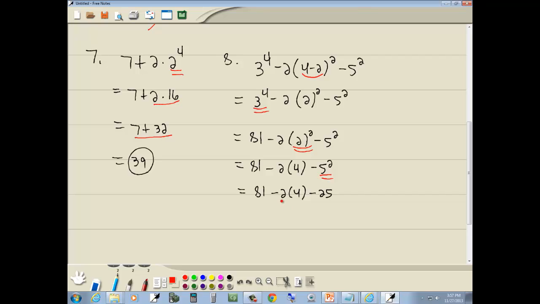My dear, multiplication division. We got 2 times 4. So we got 81 minus 2 times 4 is 8, minus 25. And Sally, addition and subtraction. 81 minus 8 gives us 73, minus 25. And then the last addition and subtraction is right here. 48? Let's see. 8, 9, 10, 13, 1, 6, yeah, 48. And that's our answer. Let me double check those numbers. Okay, 30, 43, 48. Yeah, 48.